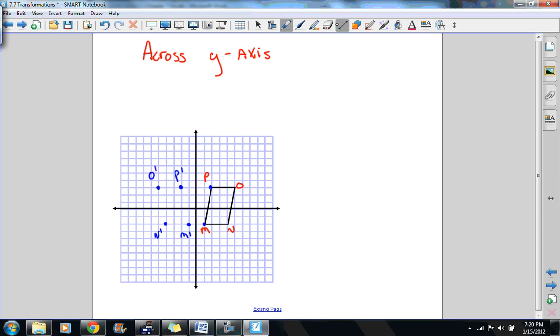Now when we're done, we draw the picture in, and it should look the same, except just backwards. So let's see if we did it right. And there it is. You can see the flip across the axis, and it's backwards, but it's the same size, same orientation, stuff like that.